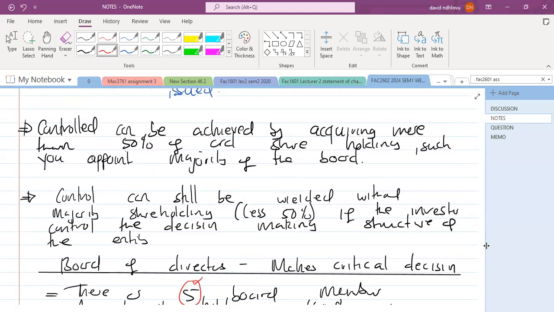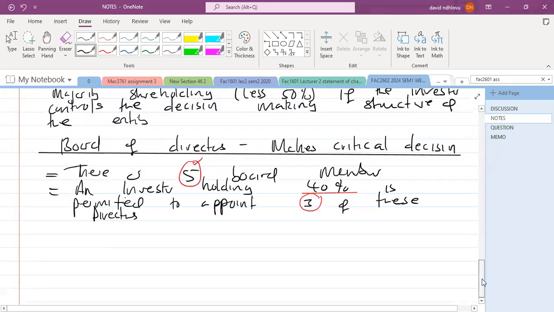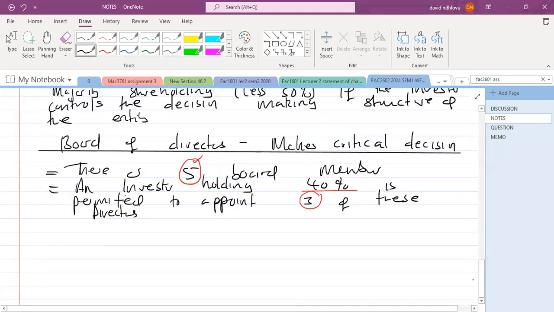But control can still be wielded without majority shareholding if the investor controls the decision-making structure of the entity. Most companies' decisions are made by the board of directors and then passed down to the management to implement. So therefore, anyone who controls the board in this instance will then become the parent. If our investor controls the board somehow by having the ability to appoint most of the directors there, then that particular entity is the parent in this arrangement.